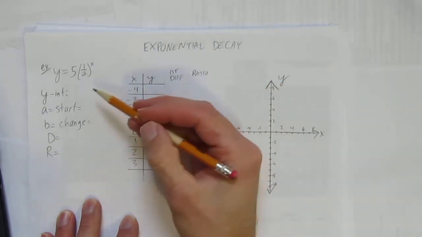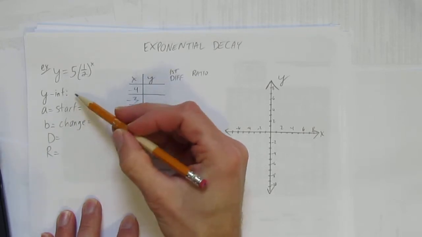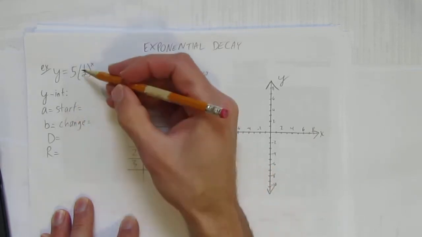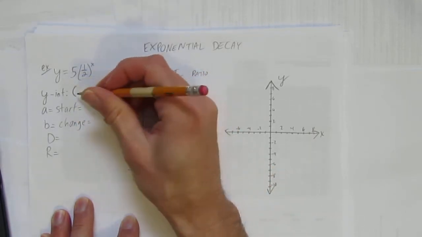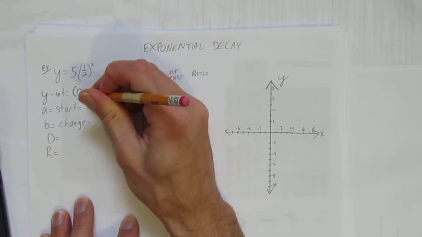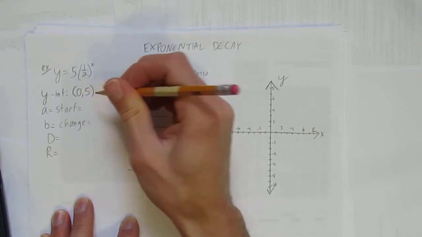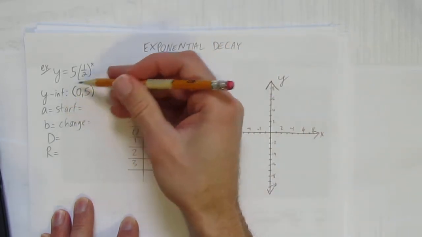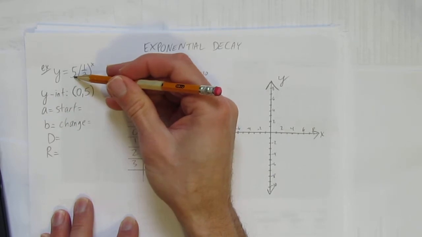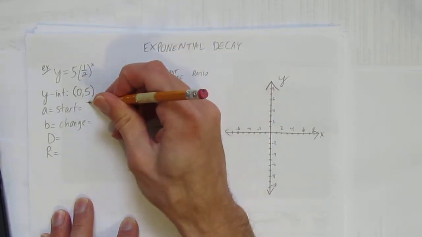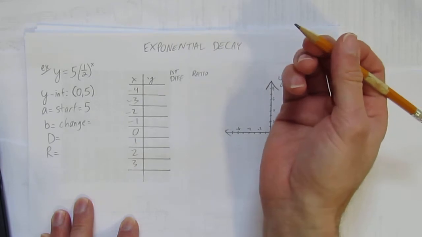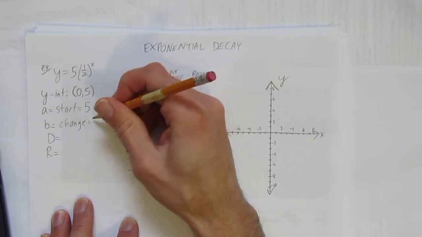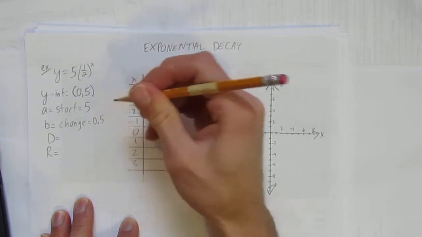Nonetheless, we work with it the same way we work with exponential growth, which is we identify the y-intercept based on the number in front here, and that is 5. So we write 0 for x, the y-intercept, x is 0, the y is 5. For the start value, that's the y-intercept. It's literally this number in front. It's the a value, which is 5. And the change is this ratio or base, which is 1/2. You can write a half or 0.5, whatever's easier for you.